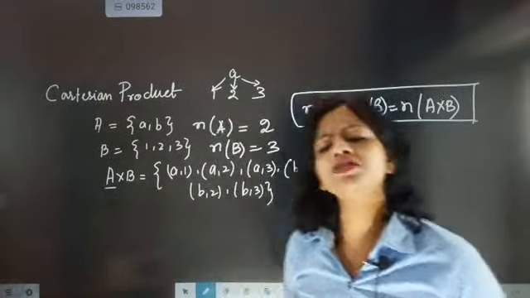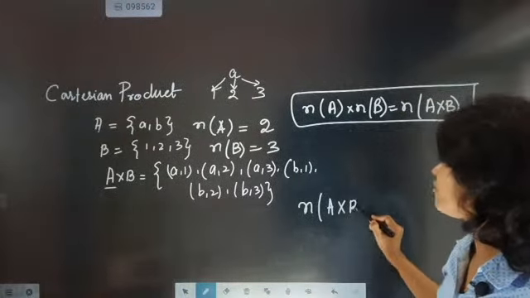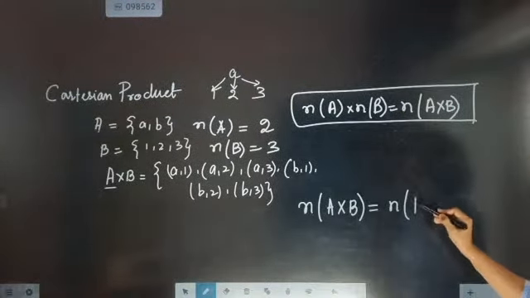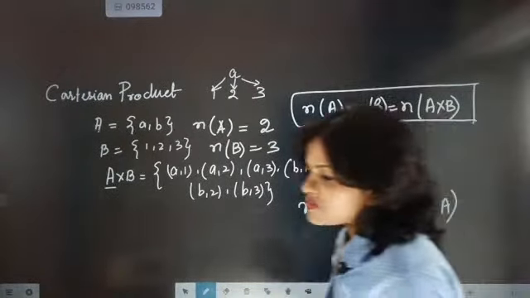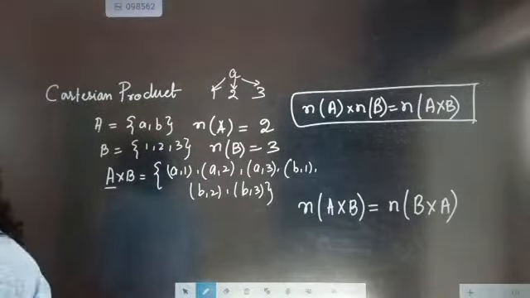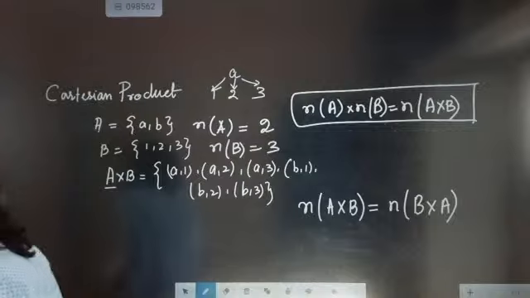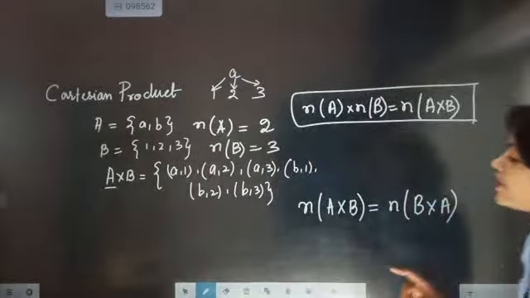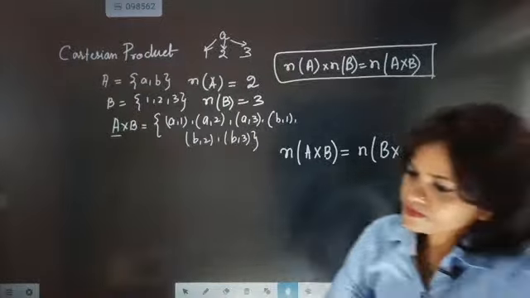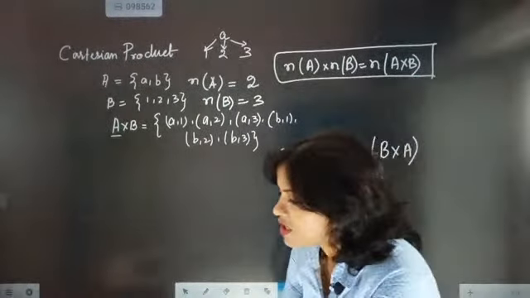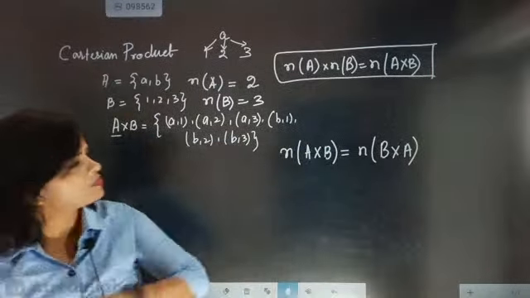Now, I just want to ask one question. Is this possible? Cardinal number of A cross B will be equal to cardinal number of B cross A. Is it possible, Arjun? How is it possible, Arjun?